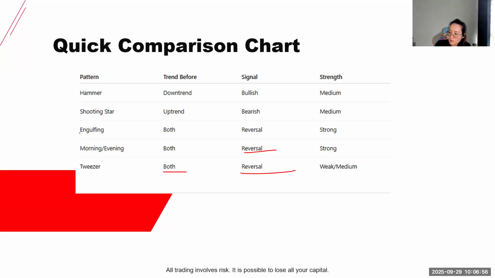The strong ones are whenever we see the engulfing, morning and evening star. Okay, you can draw the zone and then you buy or sell. All right.